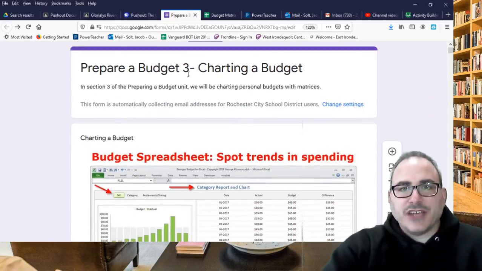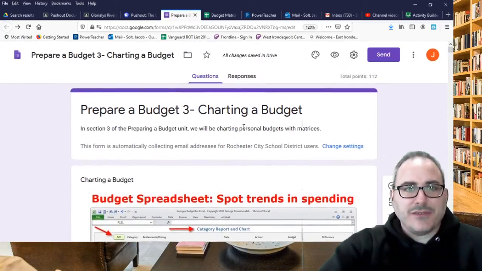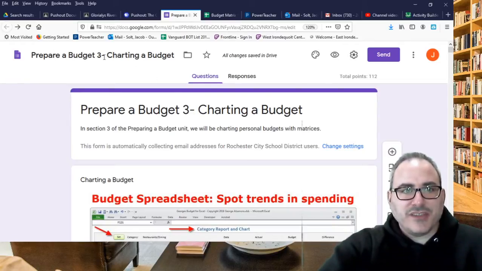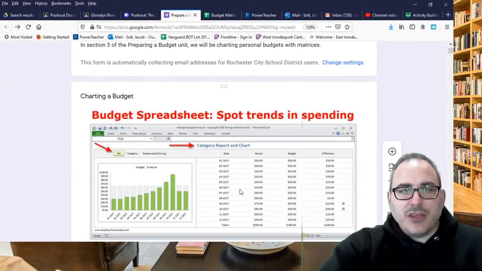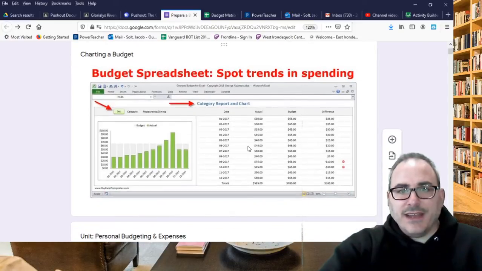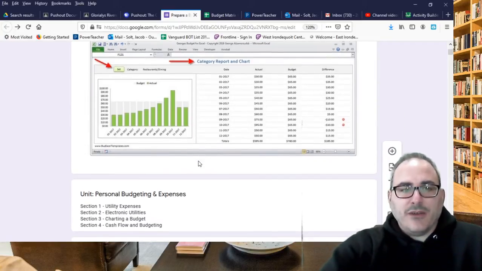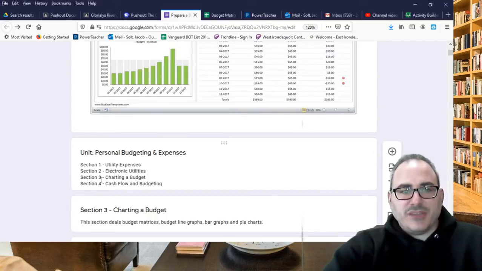Here is our section 3, charting a budget. So this is the third lesson in this unit of preparing a budget. You're going to be doing a lot of stuff like this, right? There's going to be a spreadsheet. It's going to look like this. You're going to make the computer turn it into a column or a bar graph or a bar chart, like this right here, okay? So remember, this is section 3. This is charting the budget, right?